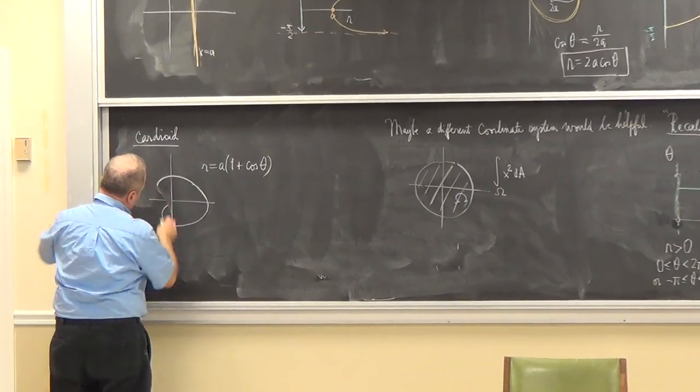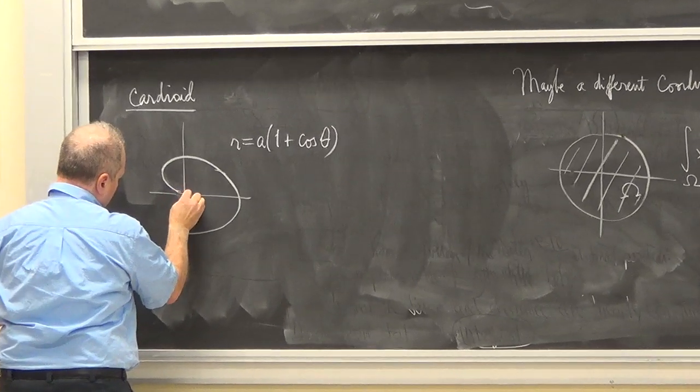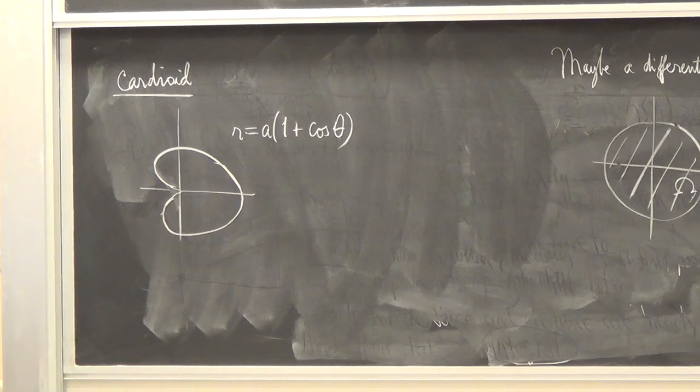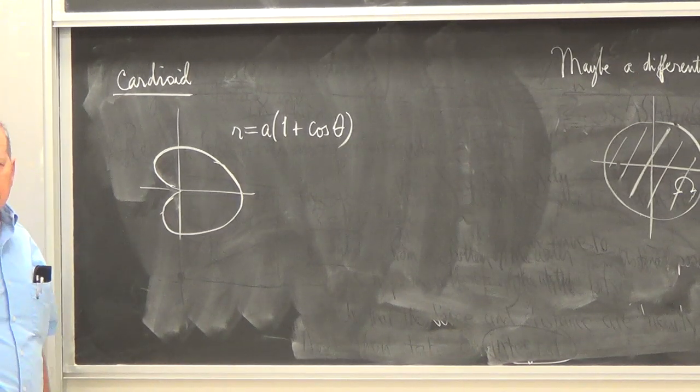Actually, I'm not sure. I guess it has like a loop. Yeah, I thought... No, it doesn't have a loop. Is it smooth? That's the question. Is it smooth there, or does it have a corner there? If it's a cardioid, it has a corner.